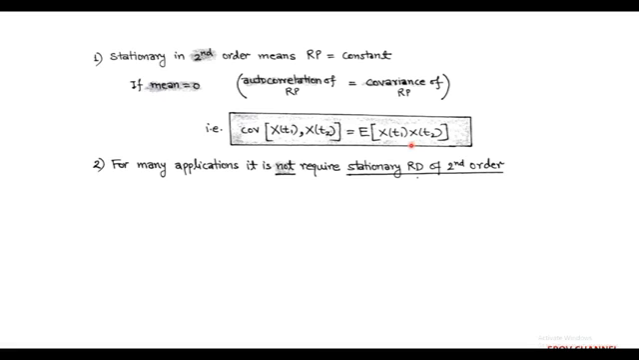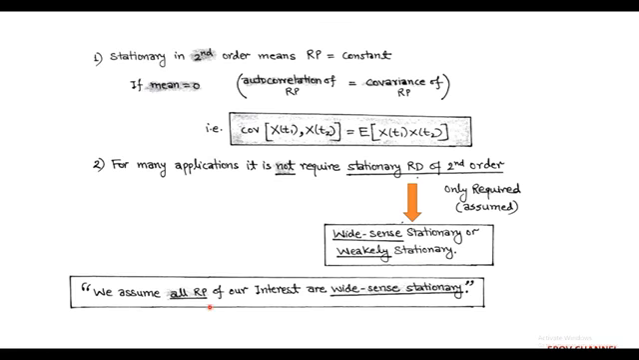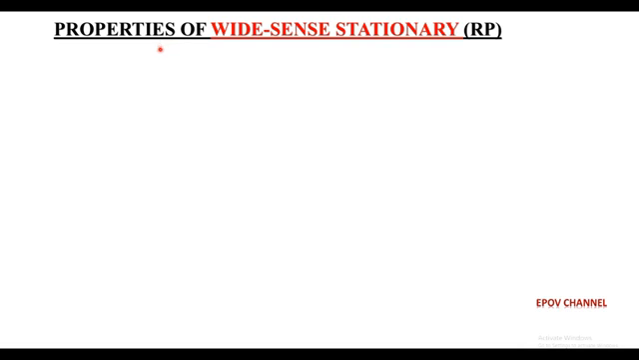Similarly, in many applications there is no requirement of stationary random process of second order, but in that case it is assumed that stationary random process is required to be a wide sense stationary or weakly stationary. So in general, we assume that all random process of our interest are assumed to be a wide sense stationary random process. Now next we discuss the properties of wide sense stationary random process.